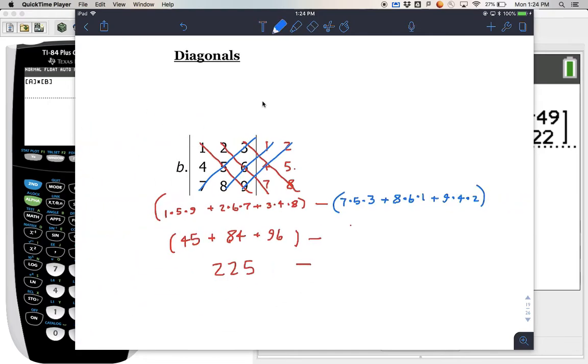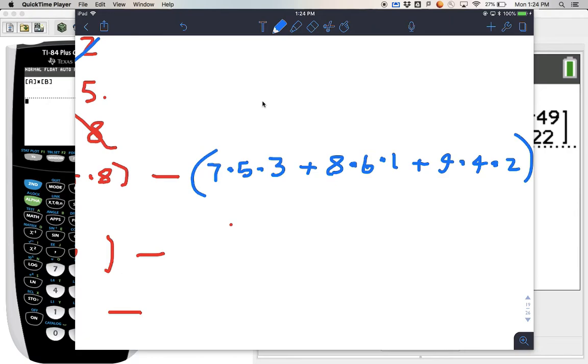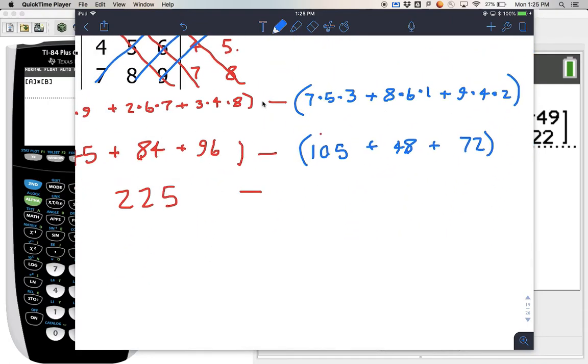Okay, and then after that, like I was saying, I write out that first step. 7 times 5, which is 35, times 3 is 105. And then 8 times 6 times 1, not too bad there, 48. And then 9 times 4, which is 36, so what was that, like 72, I think. And then add those up. 105 plus 48. Oh, whoops, I typed this in wrong.